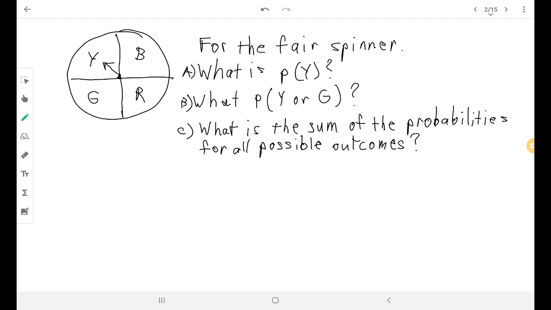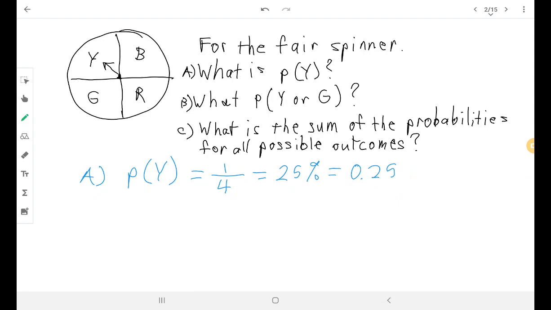Okay, and we're going to answer some questions about this. The first is, what is the probability of getting yellow? By the way, those letters stand for colors: yellow, blue, green, and red. And the question is, what's the probability that when you spin this fair spinner, you land on yellow? Well, there's four colors. Yellow is one of them, so the probability is 1 in 4, or you might call that 25%, or you might call that 0.25.